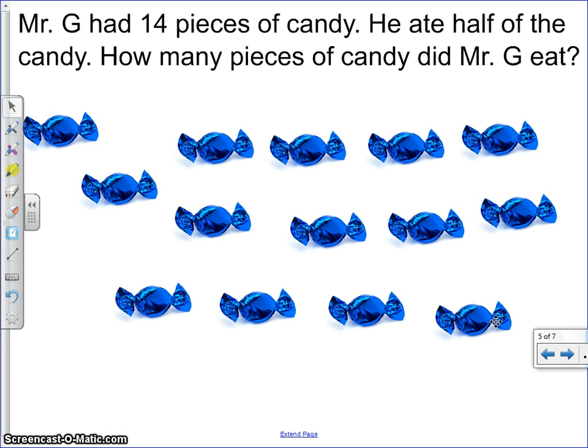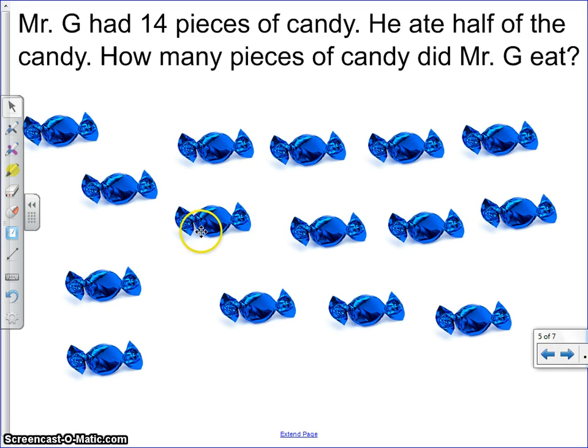2, 3, 4, 5, 6, 7, 8, 9, 10, 11, 12, 13. So here's 14 pieces of candy, and like I said, there's no obvious thing about these. Don't count this one over here. That's just my template. There's no obvious thing about this other than Mr. G ate 1/2 of those pieces of candy. So really simply, I just have to put these into 2 equal groups, because that is what 1/2 is.